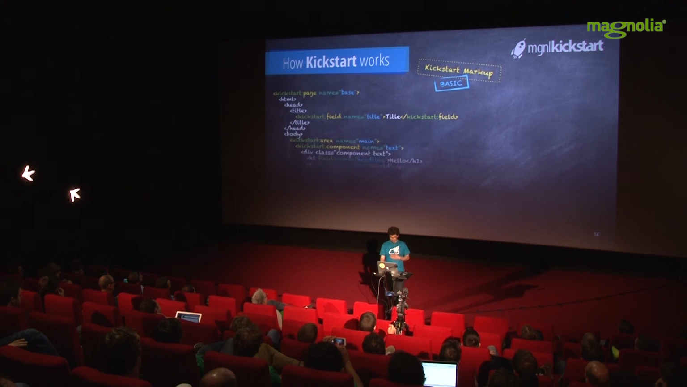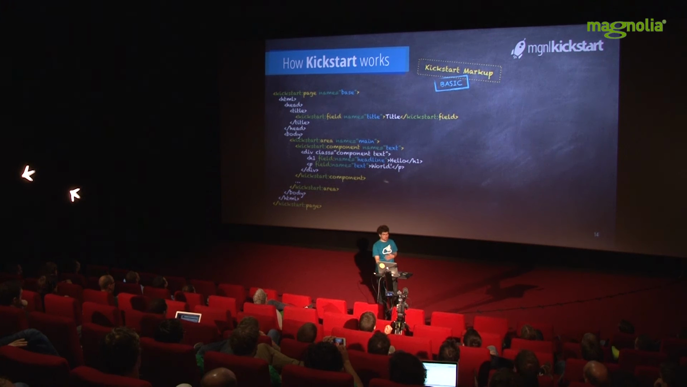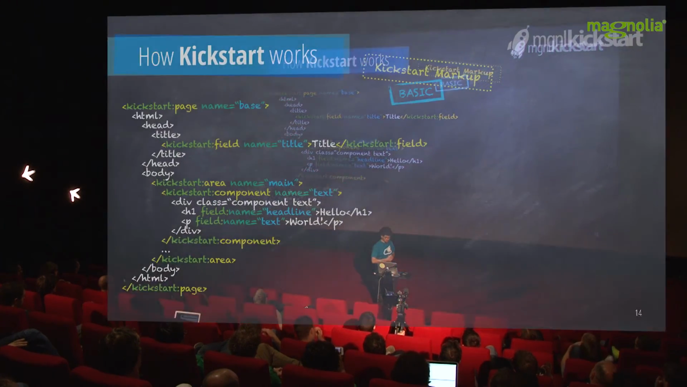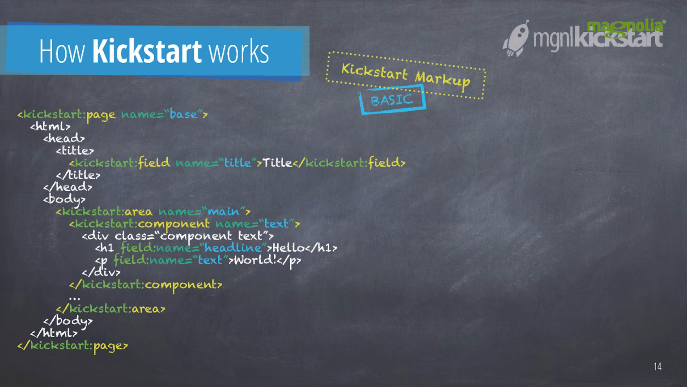So how does the code look like? Here you see the basic Kickstart markup tags. For example, you have the page tag to create a page template definition. You have field tags to designate editable content in your templates, in your static prototype file. You have tags to designate areas, components, and in there you have fields. So this looks pretty simple actually, and as you will see in the online demo, it gets even simpler.